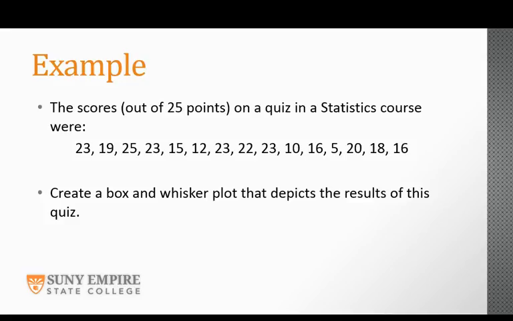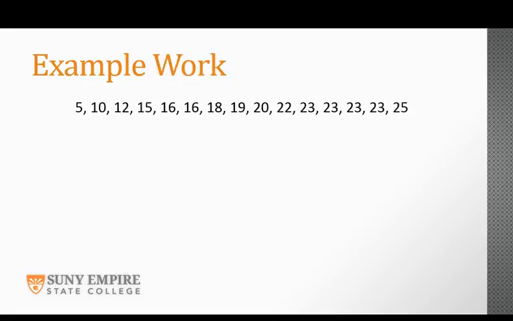Suppose an instructor gave a quiz in a statistics course and wanted to get a look at their class's results. The scores out of 25 points for the 15 students are shown. The instructor decides to make a box and whisker plot to show the overall results and see how well the students comprehended the work. To create the box and whisker plot, we need to find the minimum, maximum, median, and the lower and upper quartiles, although we will supplement the plot with the mean.